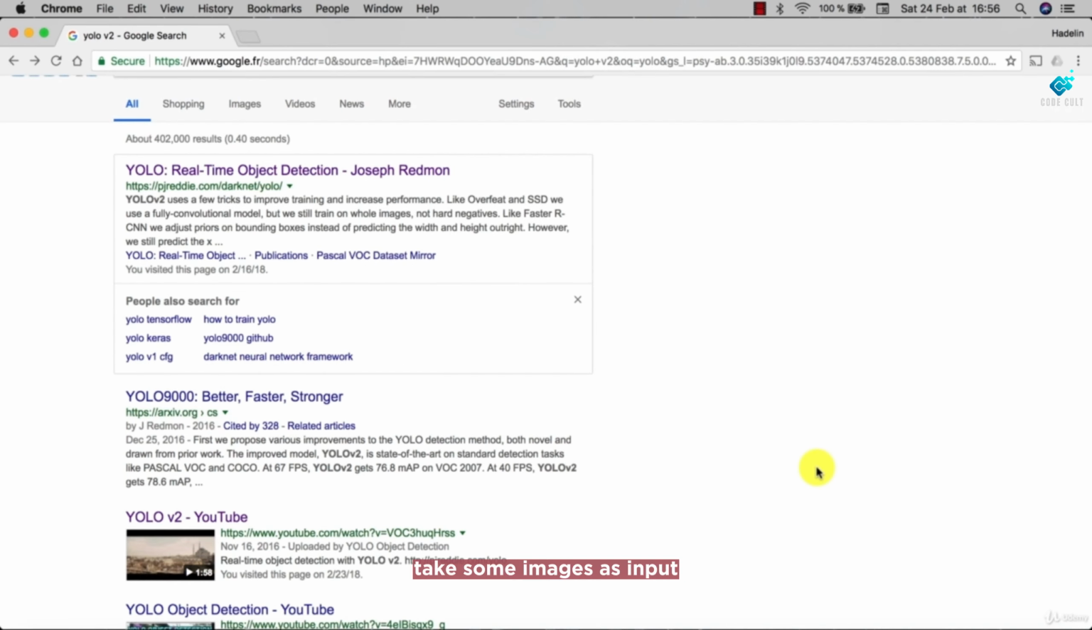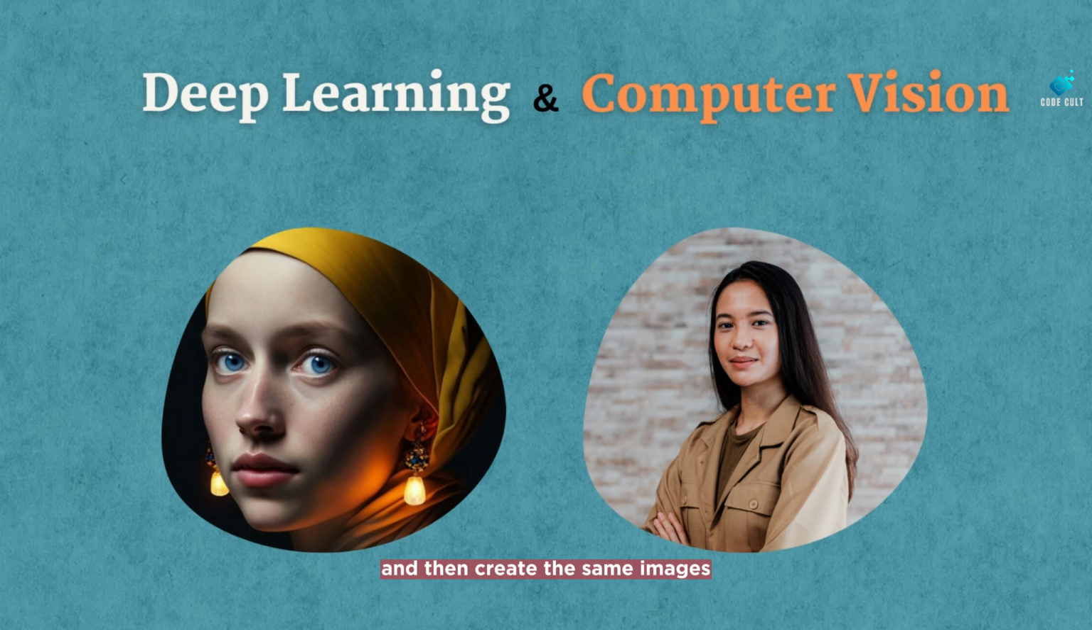So check it out, take some images as input, and then create the same images, but completely designed by the computer, and that at the pixel level. For example, if I show you these two persons, would you say they are real persons? Well, probably yes, or probably not, because you know where I'm going right now, but you are really looking at human beings. But that's actually not right.